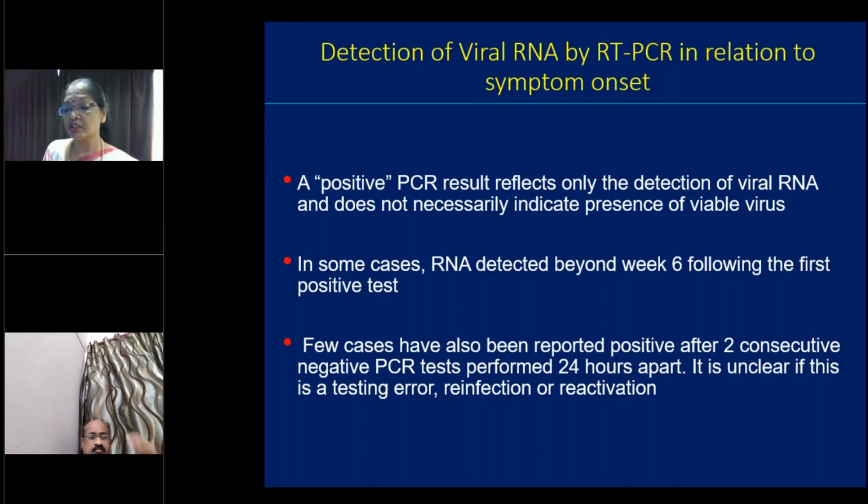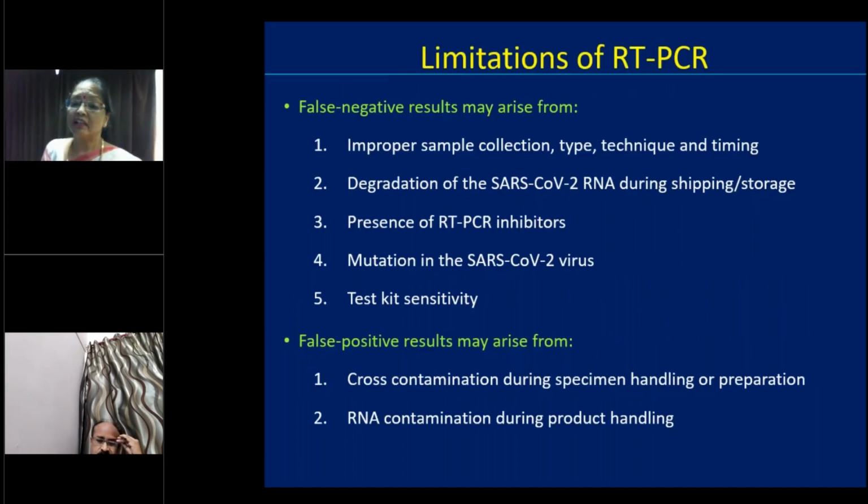And in the literature, few cases have been reported positive after 2 consecutive negative PCR tests performed 24 hours apart. And it is not very clear whether it is a testing error or a reinfection or reactivation. There are false negative and false positive results, as in any test. So false negative results may be due to improper sample collection, type of the sample, techniques and the timing, or there may be degradation of the virus during shipping or storage.